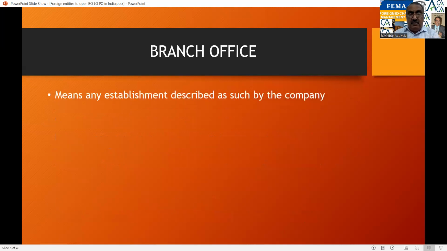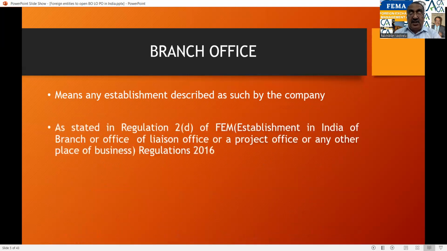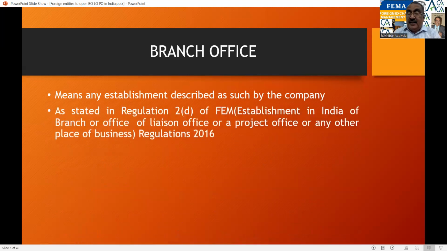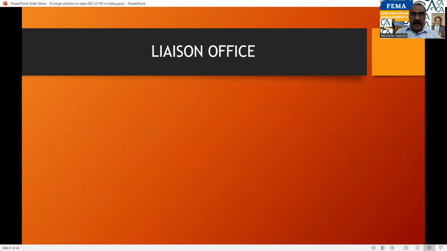What is meant by branch office? That we will see, because foreign entities can open a branch office. It means an establishment described as such by the company. It is clearly stated in regulation 2D of FEMA, Establishment in India of Branch Office, Liaison Office or Project Office or any other place of business Regulations, 2016. So, any establishment described as such by the company.